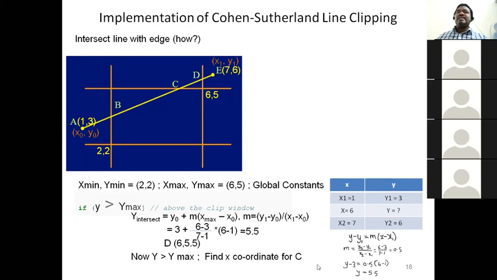Okay. So once D is known, check the coordinate of D with y max. If it is greater, that point will not be visible. Again, you have to find another intersection point. So moving from top to bottom, you keep on finding the intersection points. By knowing that, you will take a decision on which portion will be visible to the observer.